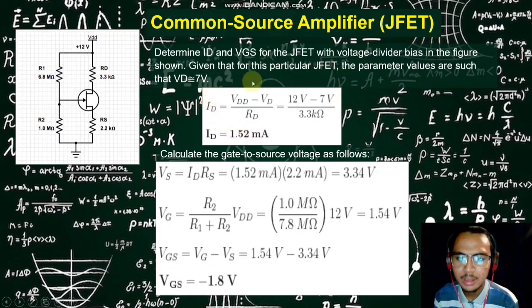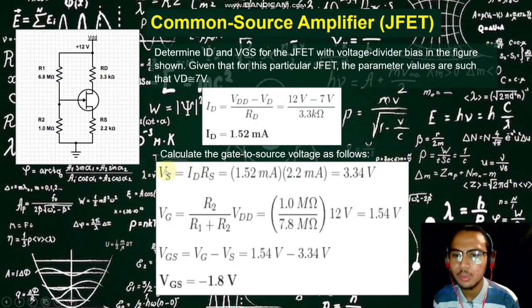Okay, this is the formula to find ID. We have VDD minus VD divided by RD. Okay, we know that VDD is the source, and then minus 7, and the 7 volt is already given, and RD is this 3.3 kilo ohms. Then we got 1.52 milliampere. Okay, next calculate the gate to source voltage as follows.